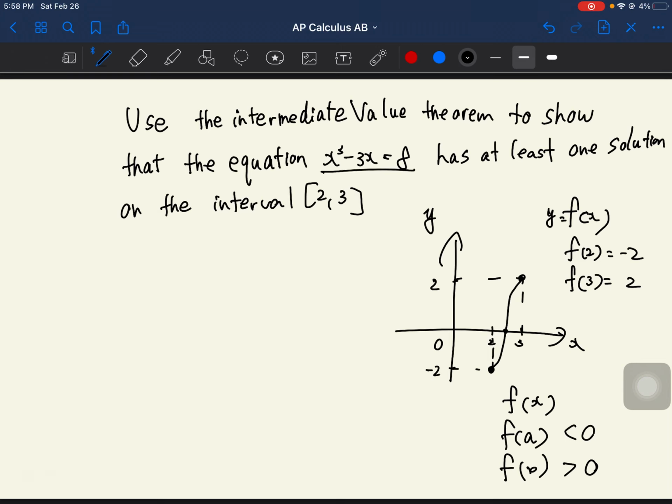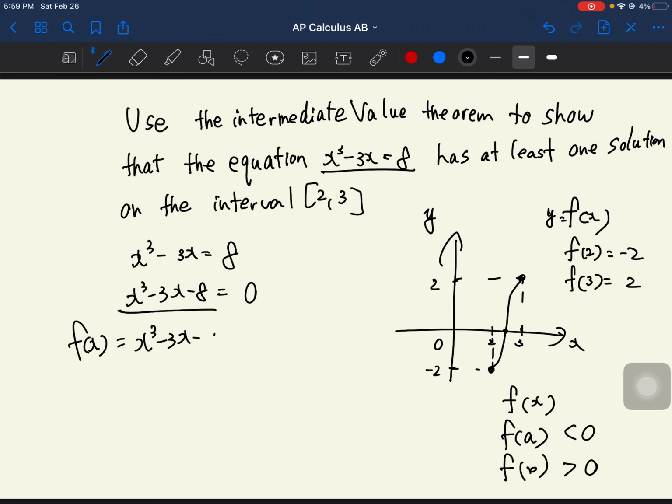Let's work on this one. Now I have the equation here, x cubed minus 3x equals 8. To make it easier to find the solution, let me change the function. x cubed minus 3x minus 8 is equivalent to 0. And let me call this function f of x, like this. And again, you want to make sure this function has a solution between 2 and 3.